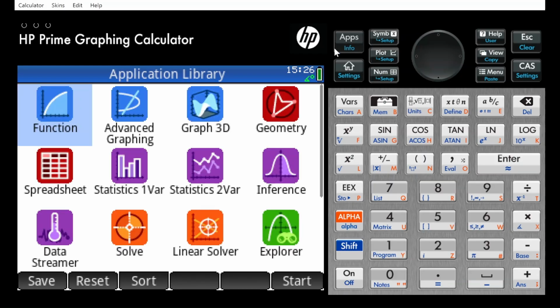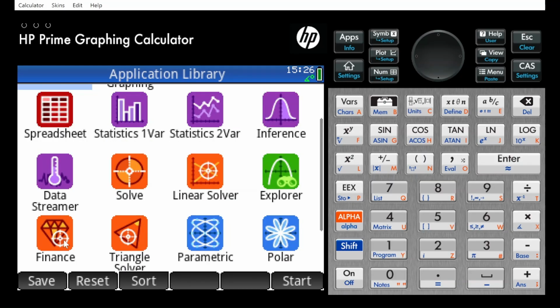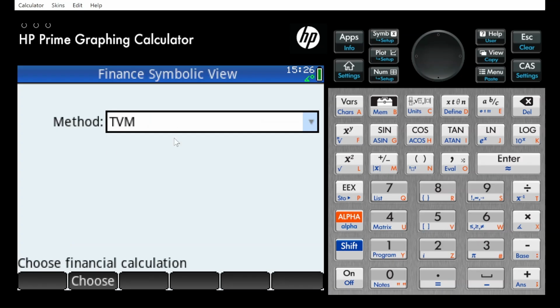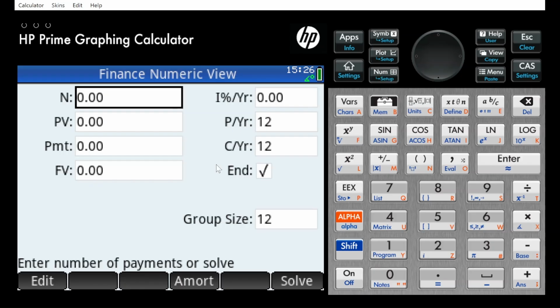To open, press Apps, then press Finance. This is the symbolic view where you will choose the mode. Since the video focus is TVM, I'll select TVM here. Now press the number view here, and this is the main screen that you will use. There are many things here, but don't worry, some of them are not really used in the basic compound interest questions. Anyways, I will explain each of them now.